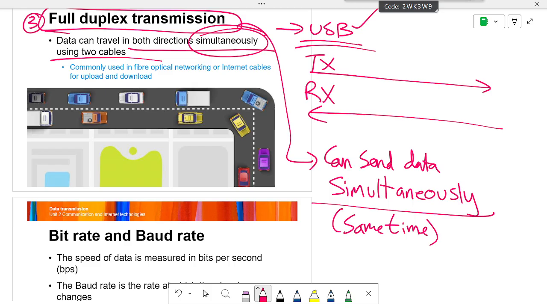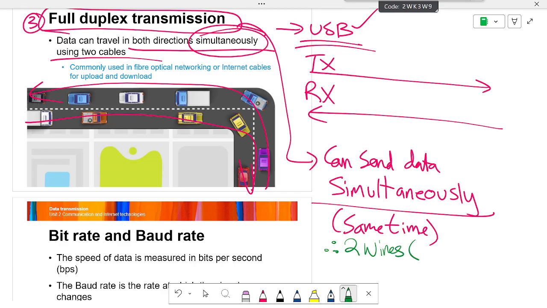It's impossible. Okay? This requires how many wires? How many wires do I need? How many lanes do I need to send at the same time? 2. Yes. Let's put this in our definition. Can send data at the same time. Therefore, you must have 2 wires.